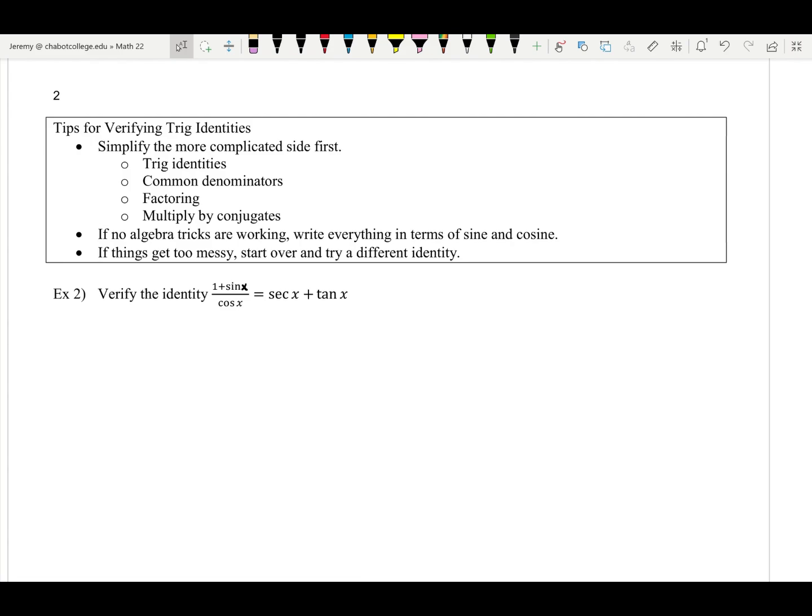Okay, sometimes we do all this stuff, it doesn't work out, no algebra tricks are working. Another strategy you might use is just putting everything in terms of sine and cosine, right? That's ultimately what we did in the previous problem in the first step. If things get too messy, sometimes you might have to start over and just try something different. It happens, okay? There's more than one path to the correct answer in pretty much all of these problems. So don't be afraid to just jump ship and try something different if you feel like it isn't productive.